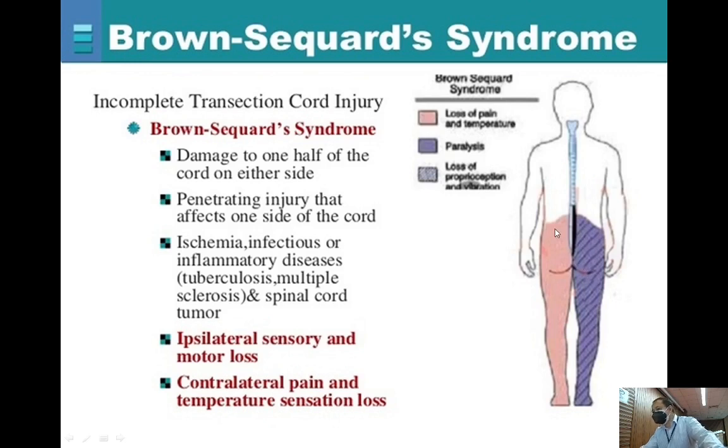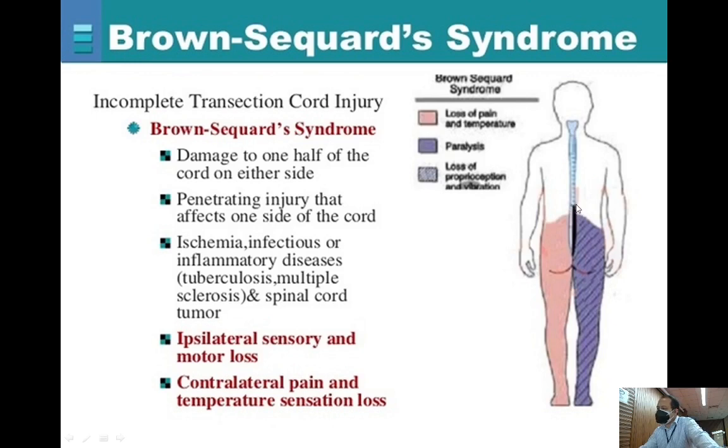What about the motor deficit? Motor deficit will be similar to what we call the upper motor neuron lesion. It will be an upper motor neuron type of lesion, normally affecting the injured side, but some motor tracts also cross, so you'd find that a mild form of paralysis would also be seen on the opposite side. Clear.